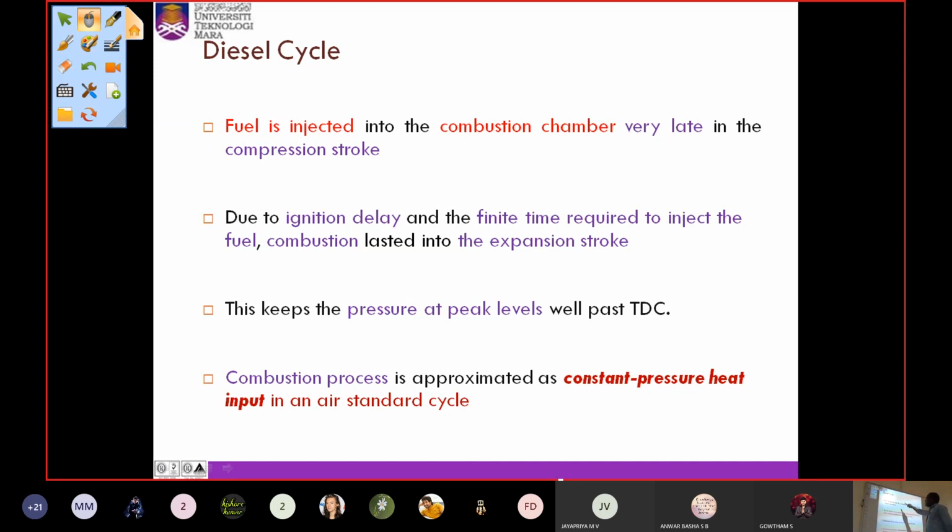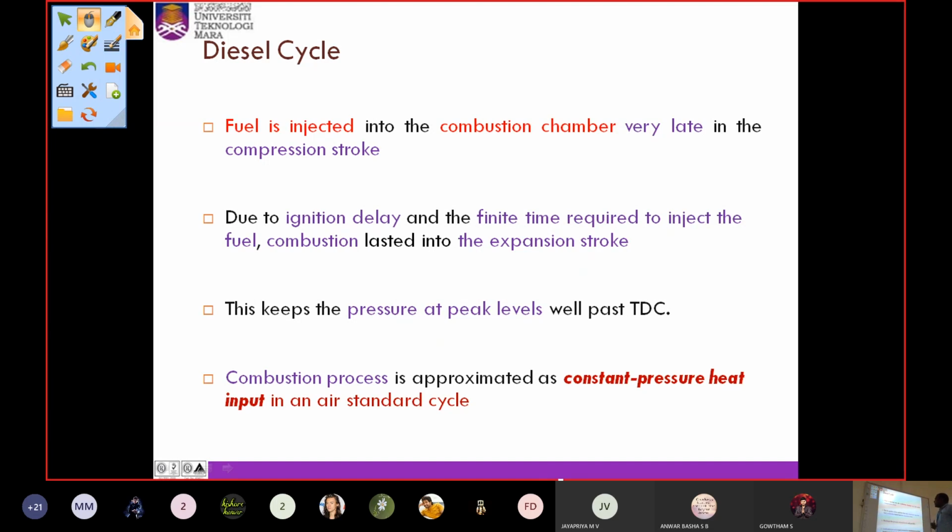So after the compression, we will initiate the spark plug to get a combustion, right? So here in the diesel cycle, the fuel is injected into the combustion chamber very late. Whereas in the case of the Otto cycle, the fuel injection will be in between the compression stroke. But to achieve this diesel cycle, we have to inject the fuel in the late stage of our compression stroke.